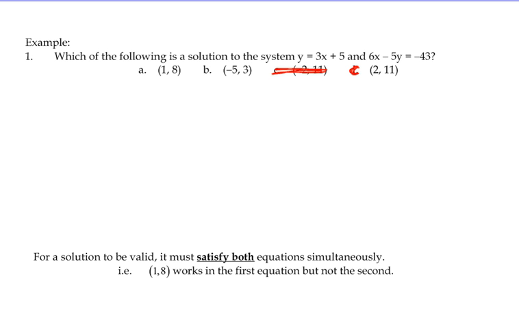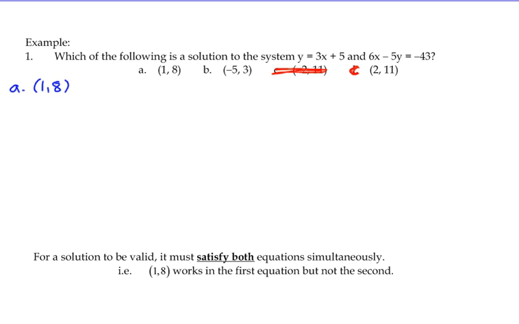Okay, next example. Which of the following is a solution to the system? So what's a solution again? Intersection point. So how do I check if 1 and 8 is an intersection point with both those equations? Plug it in. If we plug it in, it should actually be on the line. So let's start with A, 1 and 8, and we're going to plug it into both equations. If it's on the line, it's going to satisfy. It's going to be true.